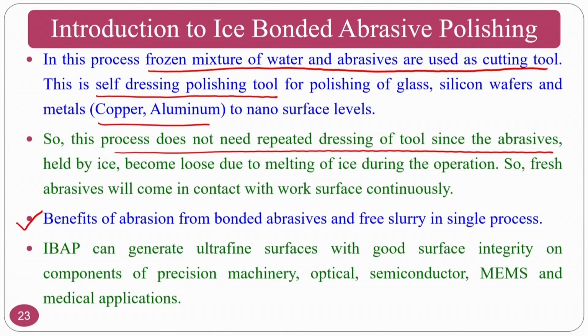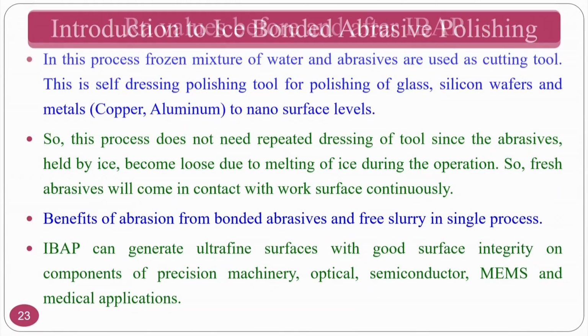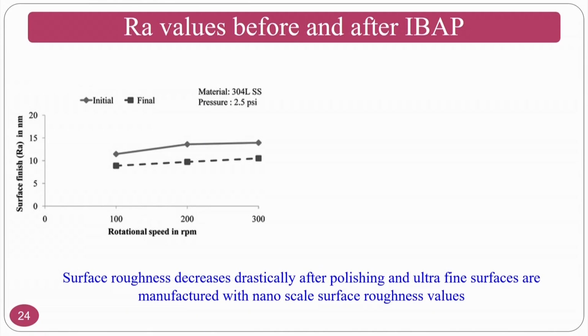So ice bonded abrasive polishing can generate ultra fine surfaces with good surface integrity on precision machinery, optical, semiconductors, MEMS. These are the industries where this particular equipment has applications. Okay. Ra values before and after.